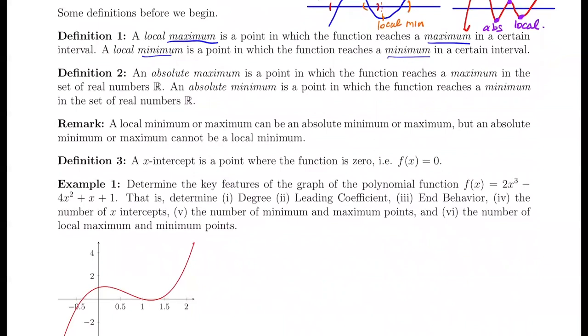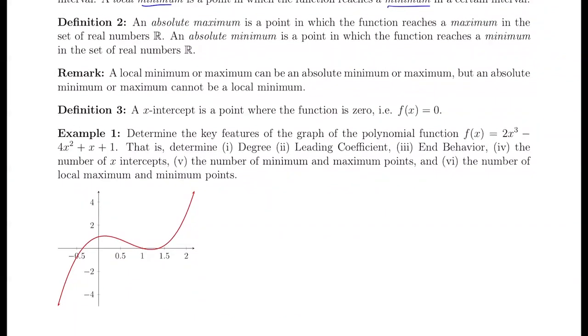All right, so let's have a look at another definition. Definition 3: an x-intercept is a point where the function is equal to 0. In other words, when f of x is equal to 0. We solved polynomial equations, or basically quadratic equations, before, where we solve for the roots of the equation. So for example, if we have something like this, we basically took these two points, this point here and this point here. That is when f of x is equal to 0. Those are called your x-intercepts.